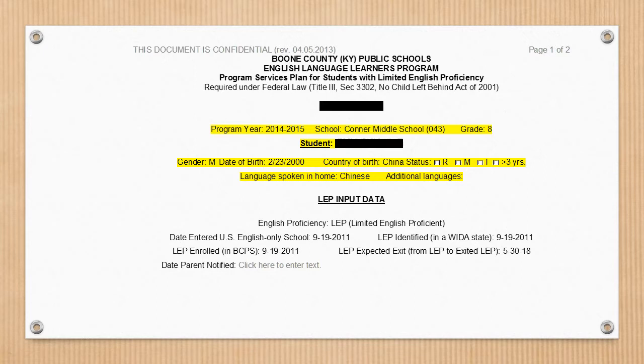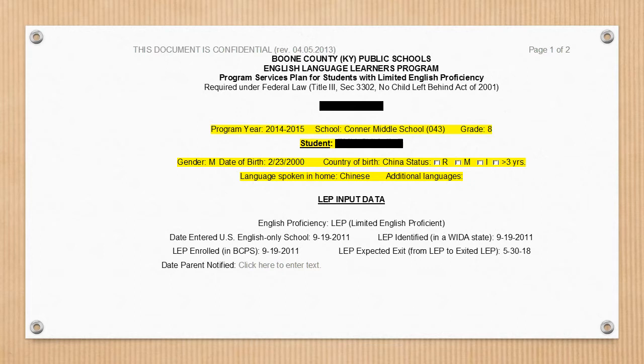This information is important to let us know if they are accountable for state testing. If a student is with us for less than 180 days, they are not accountable for testing. They are considered a newcomer, and the emphasis is on language development. Language spoken in home and additional languages helps us to make sure that we have the right interpreters ordered, and also for home school communication.